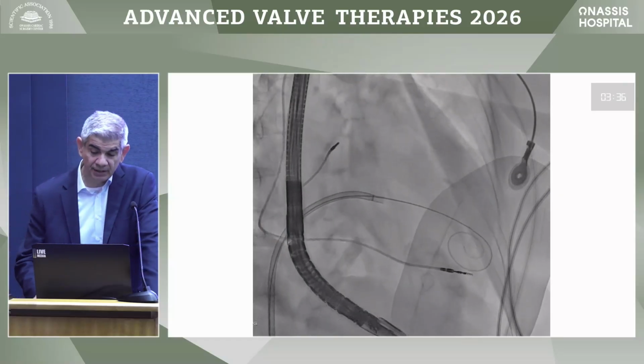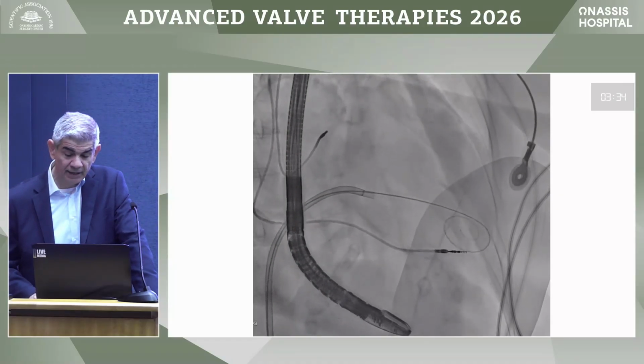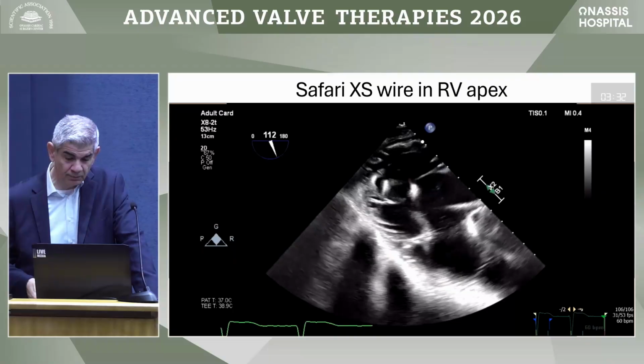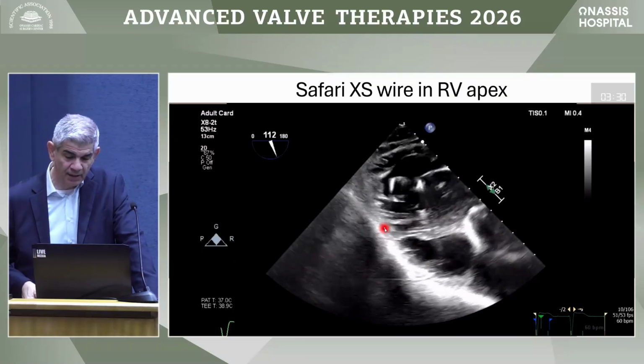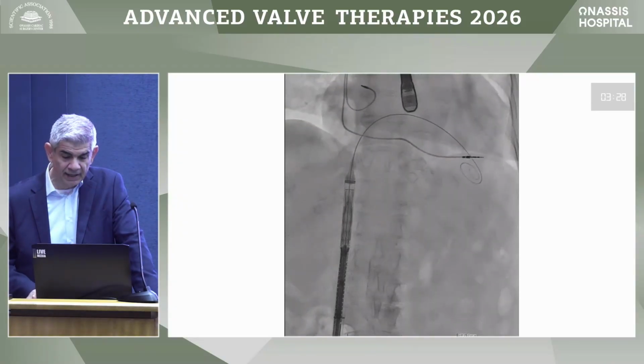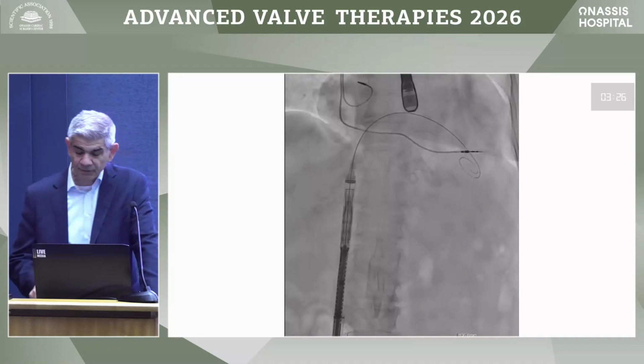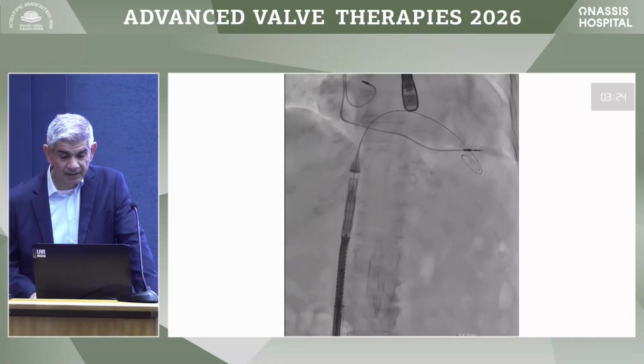The first step is to advance an extra small Safari wire at the RV apex, and we watch that on echo to make sure that it's truly at the apex and not behind the papillary muscle. And then we advance the delivery system of the EVOQUE valve very gradually.